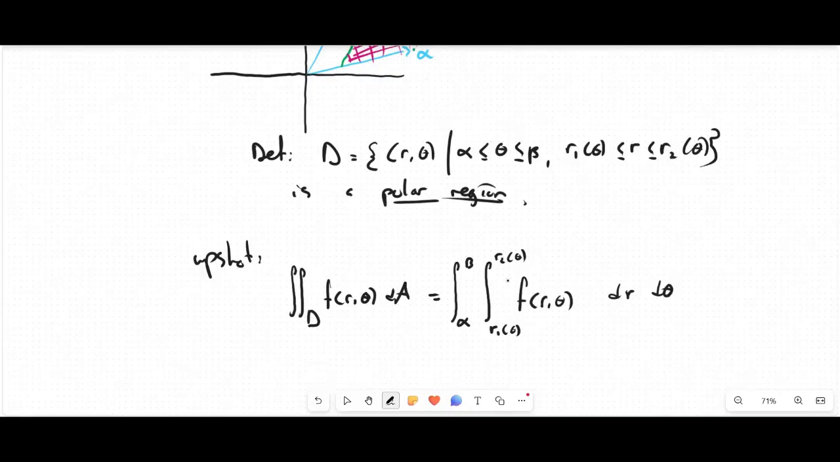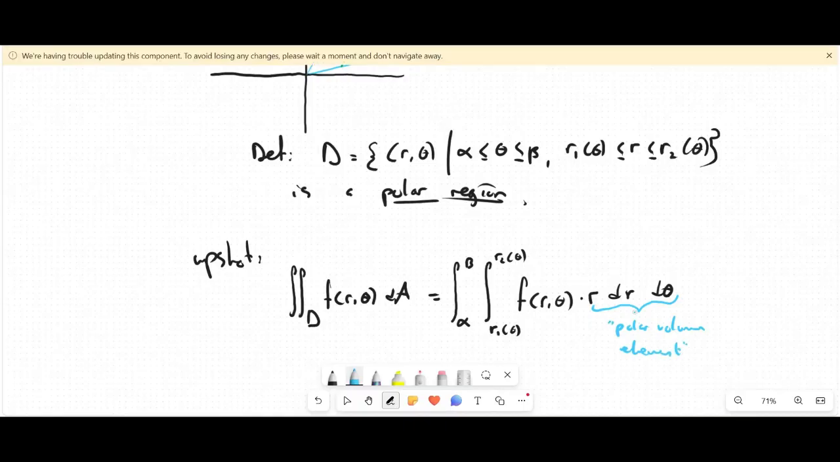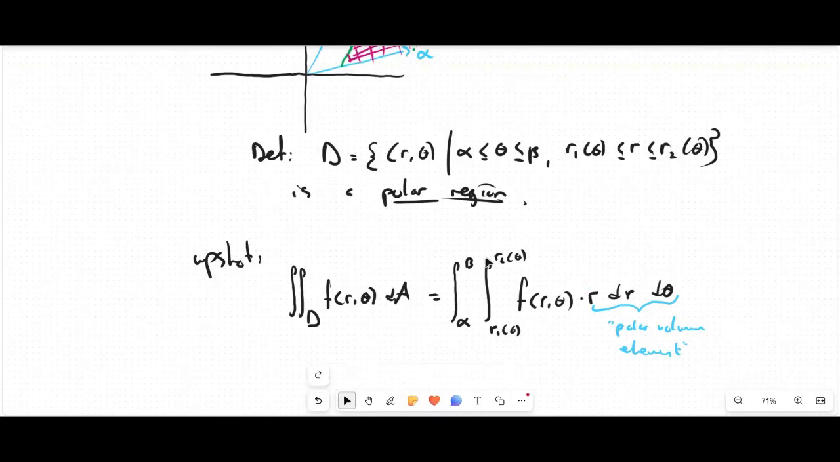If you want the number that comes out to be the volume in polar coordinates, you must also multiply by r. And I'll say this one more time. This triplet here, r dr d theta, is the little polar volume element. I'm not really defining this, so I'll put quotes on it. You need that factor of r there for the triplet to actually encode volume in polar coordinates.